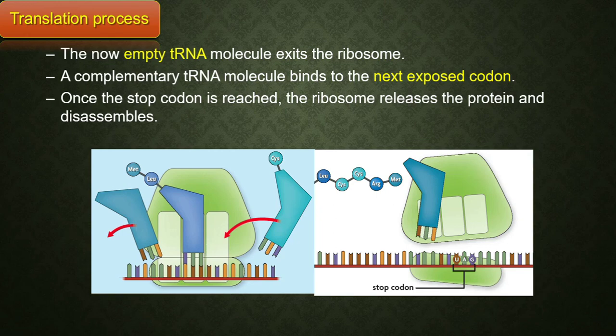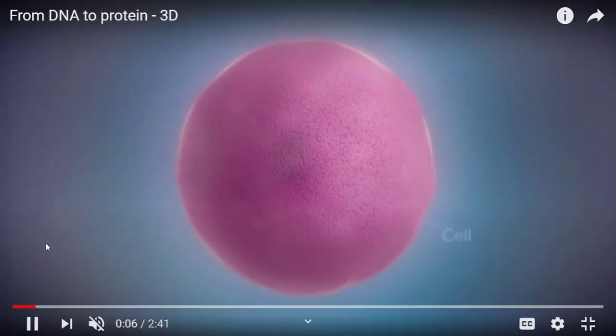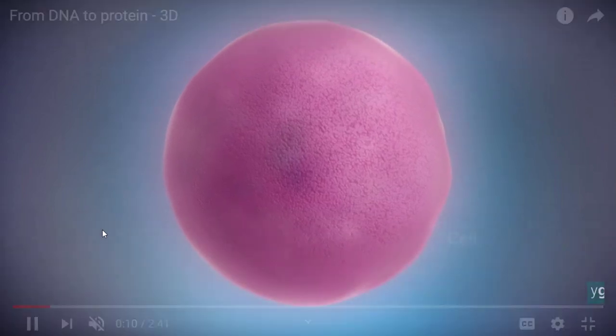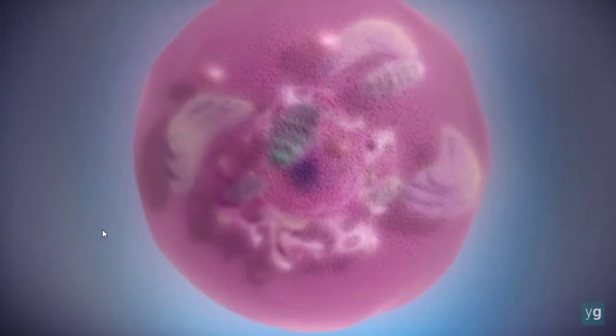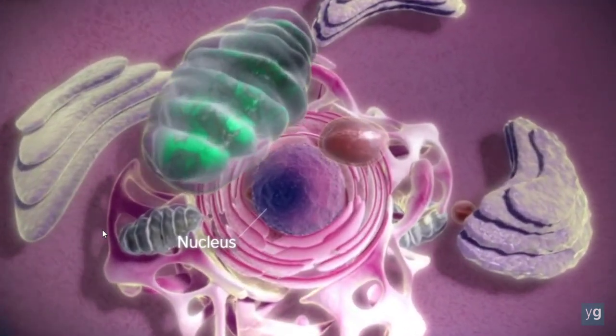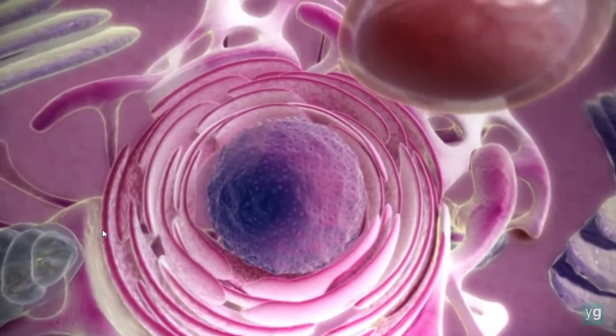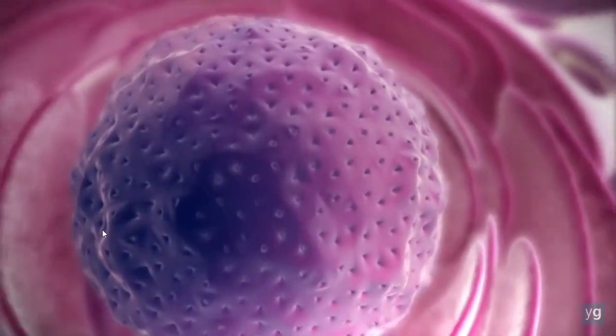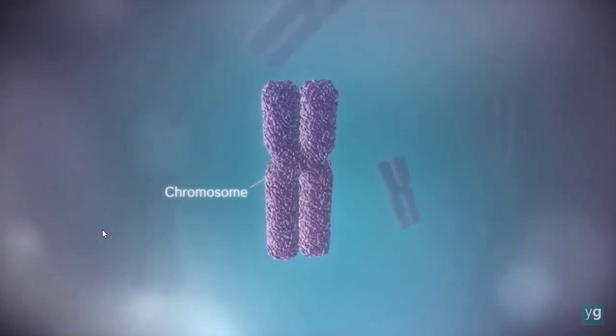Okay, let's watch, guys, a video about this part to make it easier. Here, guys, how the DNA can transfer to protein. And this is a cell. And guys, we know that the DNA is enclosed in the eukaryotic cell inside the nucleus. Okay, so if you go inside the nucleus, you can find the DNA in the form of the chromosome.